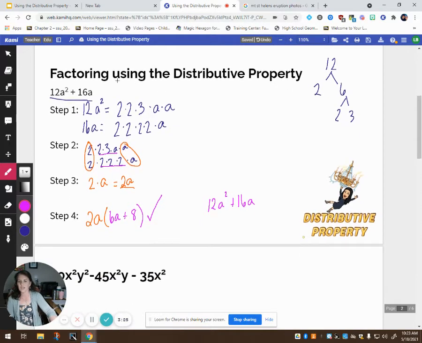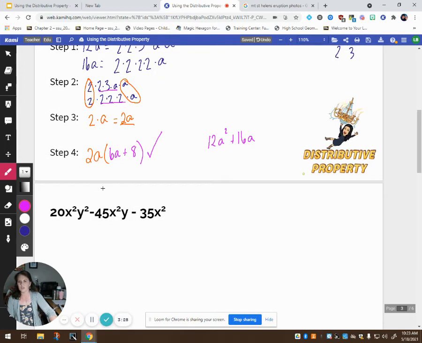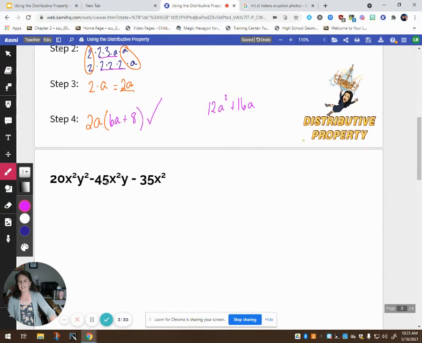All right, so let's try another one. This time there are 3 terms. We're going to break it down the exact same way. I encourage you to pause the video and give this a try on your own.